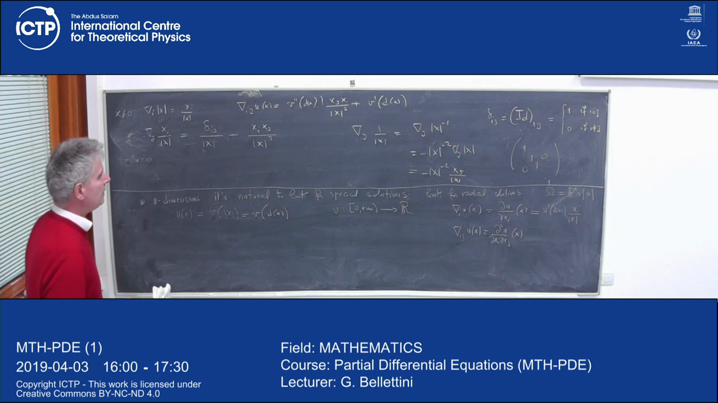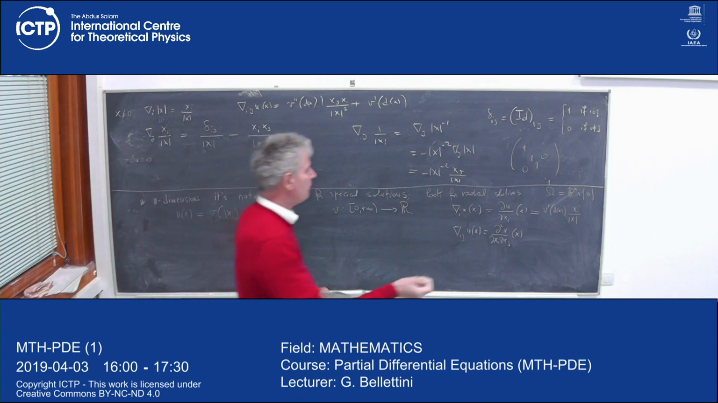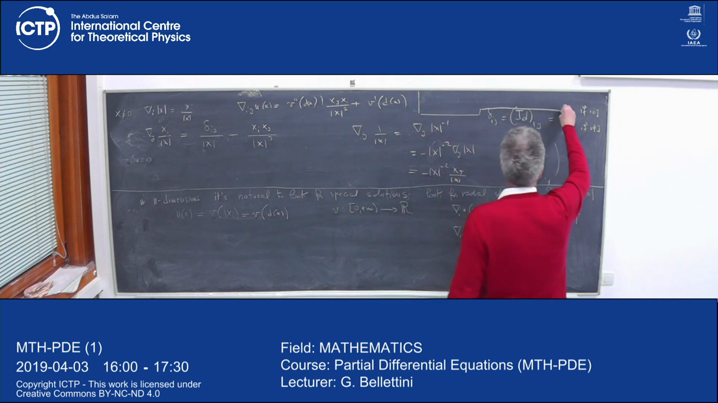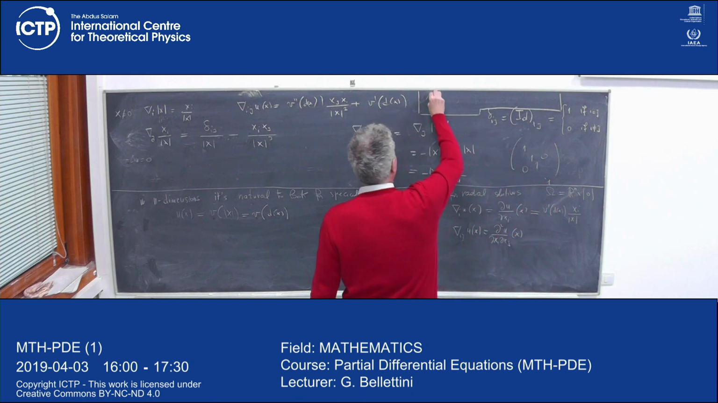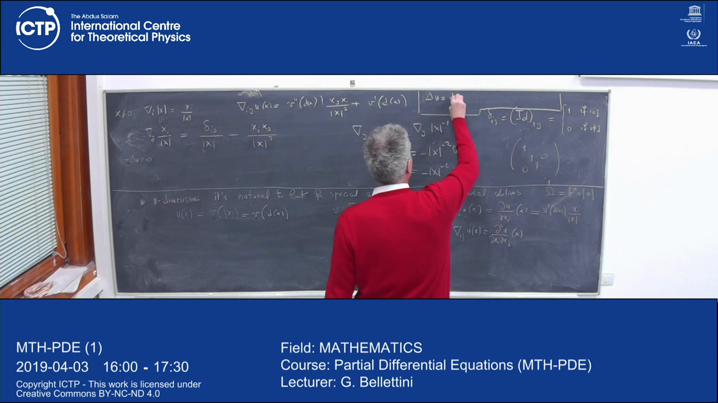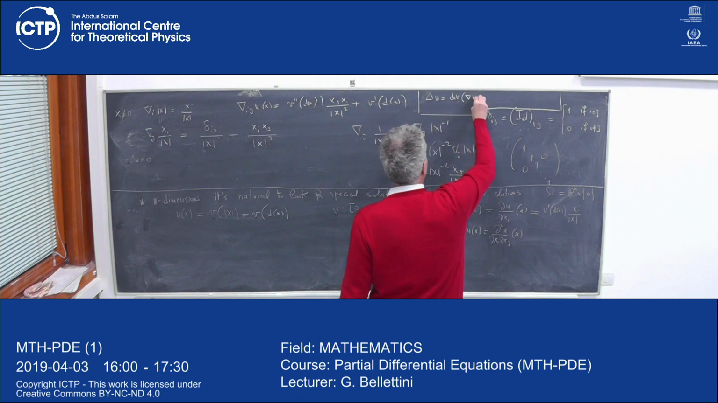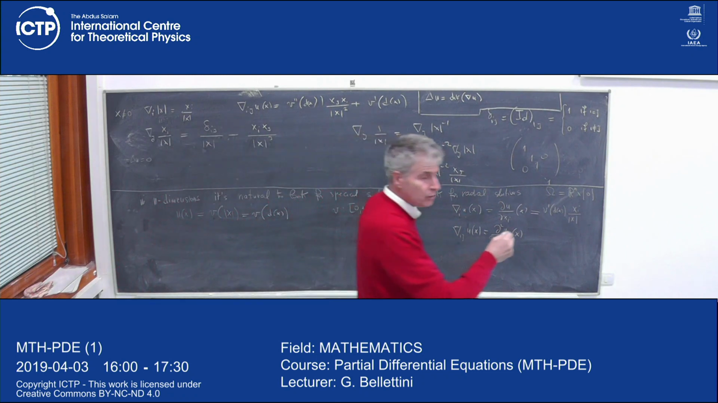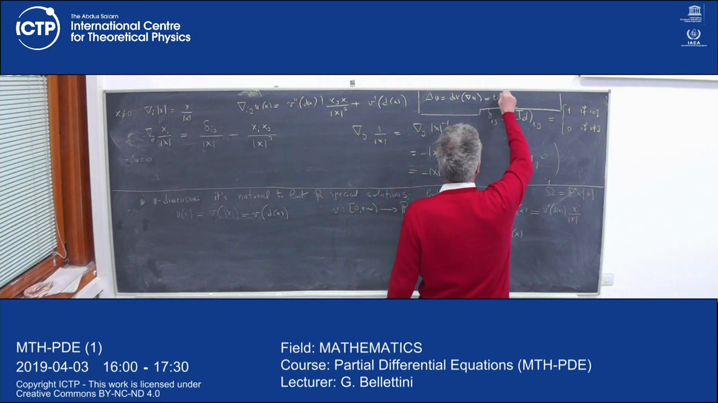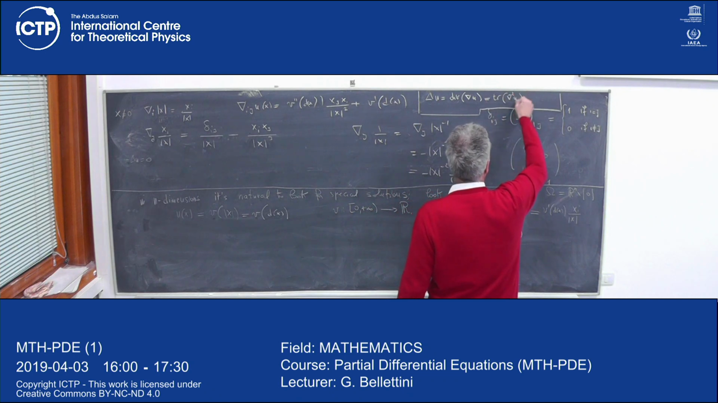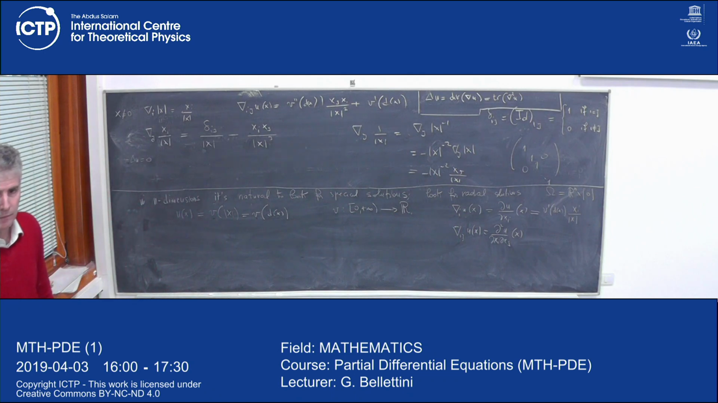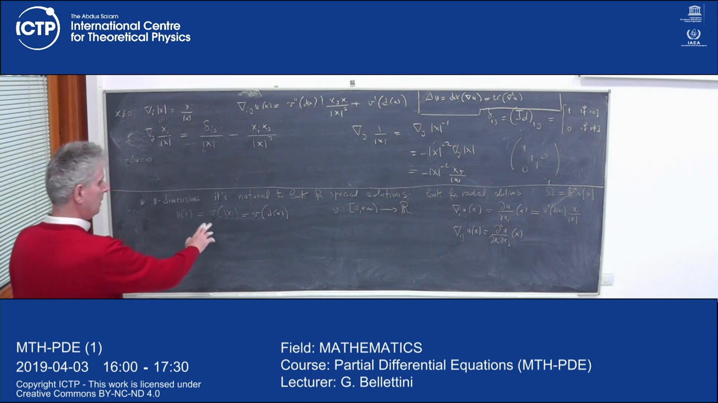And now I have to take the trace, because for the Laplacian, of course, there are various ways. I should have told you before. Let me remark that one way to write the Laplacian is the divergence of the gradient. Another way is the trace of the Hessian.